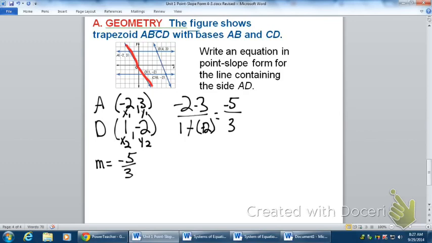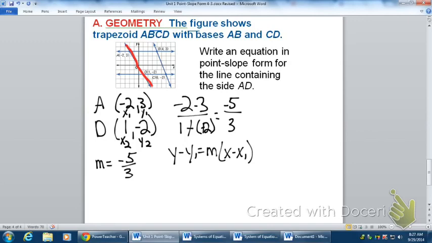Now, there are 2 answers for this because it's asking us to write it in point slope form. We have 2 points and we have 1 slope. So you could use either point and substitute it in your formula of y minus y1 is equal to slope times x minus x1. I can use the point A and substitute my x and y and my slope in, or I can use the point D.